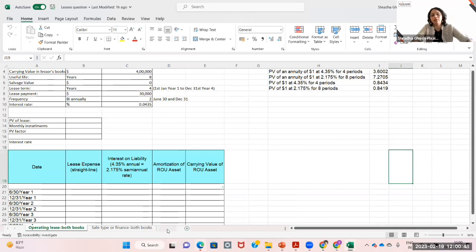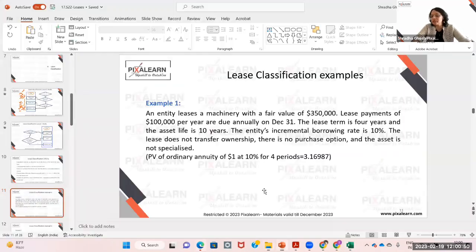So look at this, right? If I look at this question, what are you supposed to do? You're going to classify this lease in the books of the lessor and in the books of the lessee. So S, is it a specialized asset? The answer is no. Second, T, is the title transfer happening at the end of the lease? The answer is no. O, is there a bargain purchase option? The answer is no.